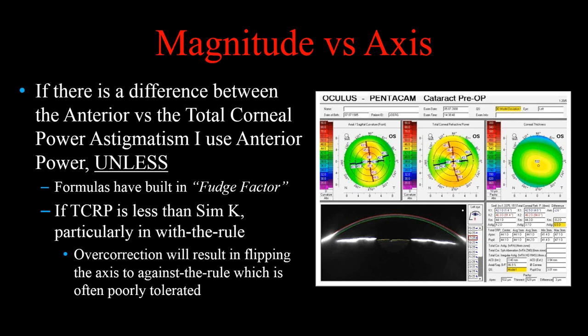So again, let me say it again. I normally use this because the 4.2 is what the formulas are based on. But if I notice that there's a difference of a half diopter or more, I will tend to go down a little bit on this number. And that's even more so if the patient is with the rule, because an overcorrection will not be tolerated in this patient. An overcorrection of someone who's with the rule, creating against the rule astigmatism, is typically not well tolerated. As I said before, I always use the axis based on the total corneal refractive power.